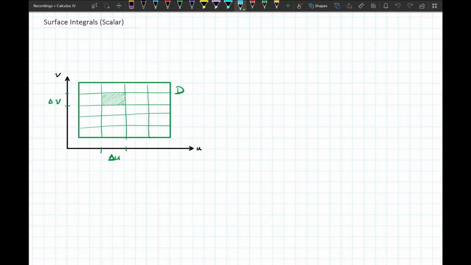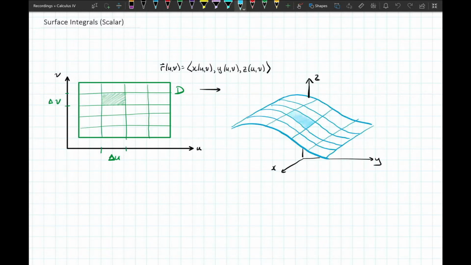Now, when we map that with our parametric equation, r of u and v, we end up with a surface in our three-dimensional space. Now, if we are going to be integrating some function of u and v, then we can think about just picking a single point in each of these little sub-rectangles, let's say ui star, vj star, and we'll plug that into our function, and that gets us a point in three dimensions here, p star, with some kind of x, y, and z coordinates. Let's say xij star, yij star, and zij star. And those three coordinates, of course, just come from plugging in ui star and vj star into our parametrization.